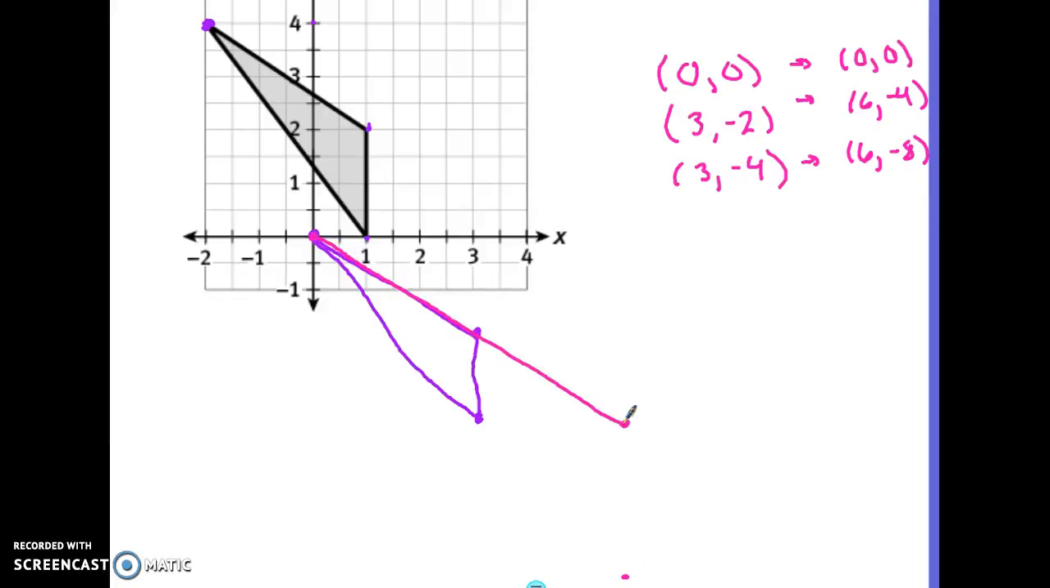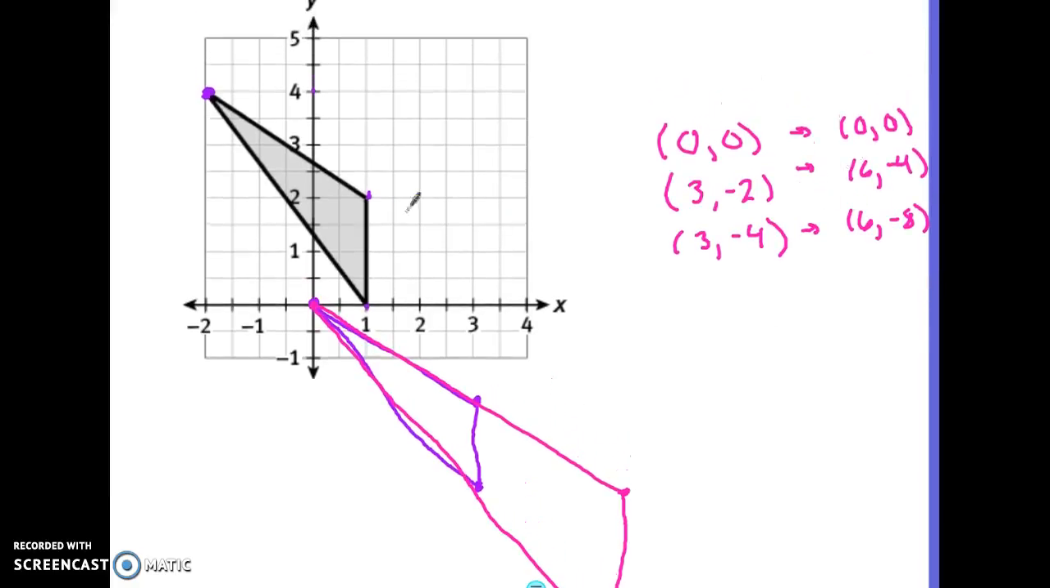What do you think? Did we make our figure 2 times bigger? I'd say we did. Now, the only issue is that as we look at our graph, our center of dilation is at the origin, right? But I moved it down there. Do you think I could move it back? Sure, why not? So let's take all of these points and move them back up 4 and left 2 and see if that fixes where our center of dilation is.